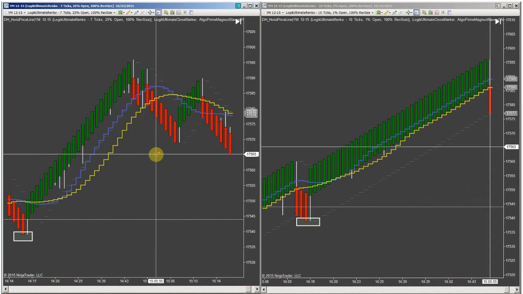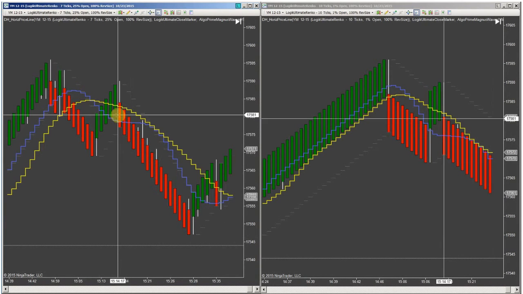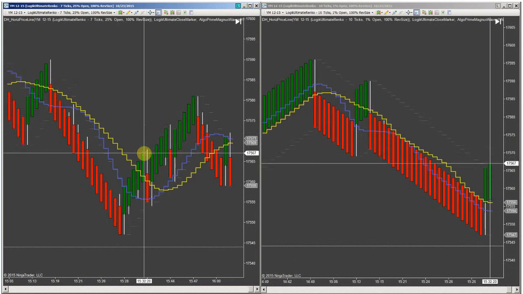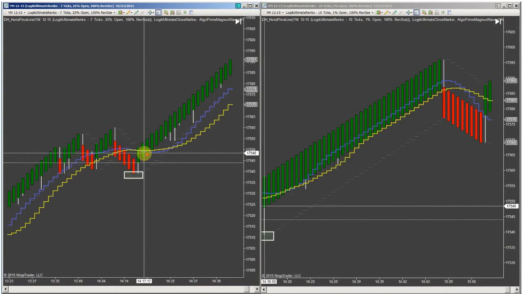Two very nice trades right there. Would have worked very nicely. No pullback here far enough. So that takes us to the end of the day. So that's what that looks like.